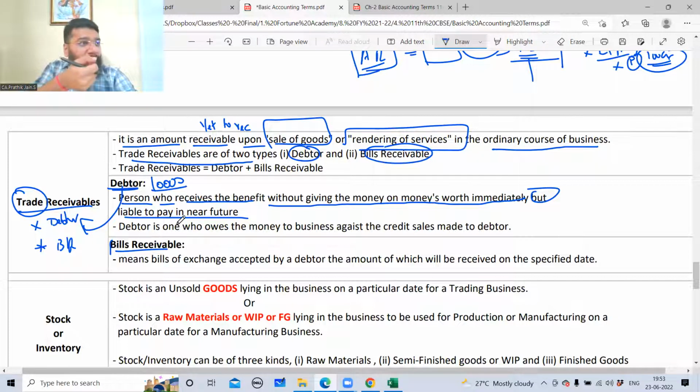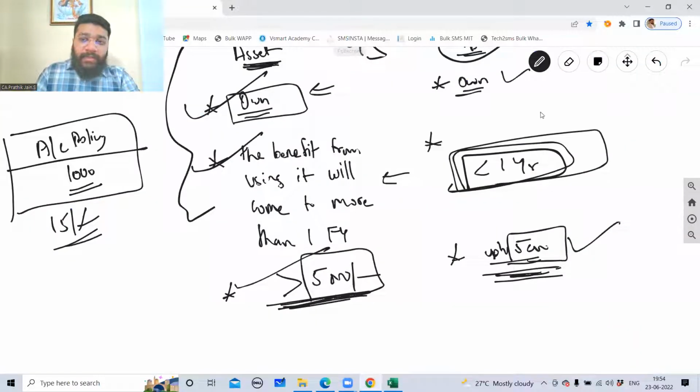He did not pay money, or money's worth of something. He did not pay it immediately, but he said that he'll pay in the near future. So that person is called a debtor. I need to remember to collect the money from him in future. So that is why I have to put him in the asset category. Under asset, what category? Trade receivable. Under trade receivable, debtor. Under debtor, this Mr. X will come. Please understand the flow.